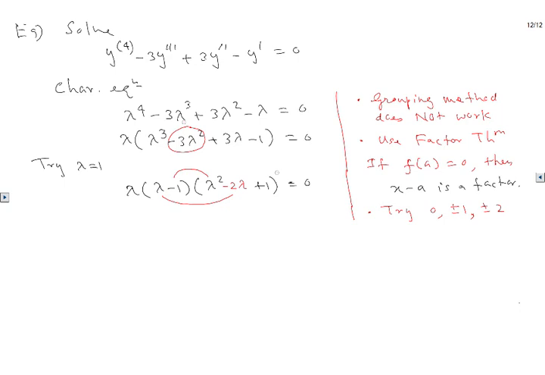Or you can use long division. I'm going to show you that also. Once you know one factor, the best thing is to use long division. We start with lambda cubed minus 3 lambda squared plus 3 lambda minus 1. Be careful when you do that. Make sure you put in everything; if a term is missing, you have to put a zero in there, otherwise it's easy to make a mistake. Now we know lambda minus 1 is a factor, so let's divide by that.